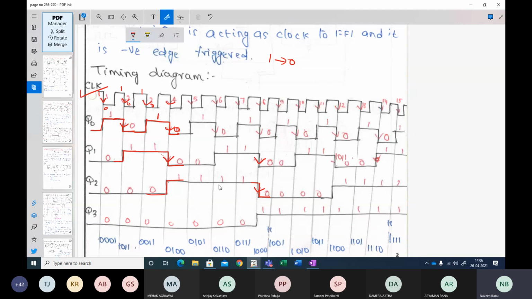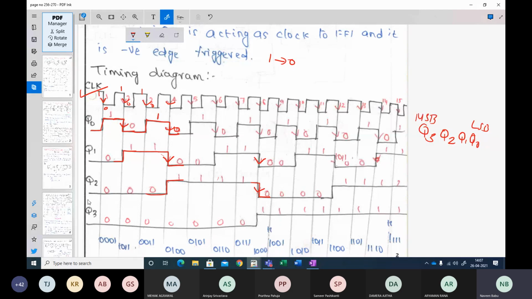Now let us verify whether our counting sequence is working or not. So let us count our sequence now. We need Q3, Q2, Q1 and Q0, right? So Q0 is our LSB bit, and Q3 is our MSB bit.